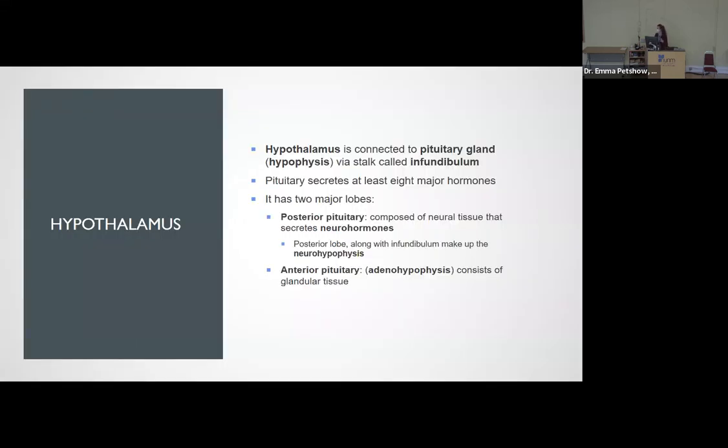So a little anatomy review. Our hypothalamus is in our brain. And it's connected to the pituitary gland via this stalk. The stalk is called an infundibulum. The pituitary, we've talked about the hormones it secretes. We already have it on the board. But the pituitary has two major lobes, anterior and posterior. Anterior is glandular tissue. Posterior is neural tissue, which is why it contains neurohormones.